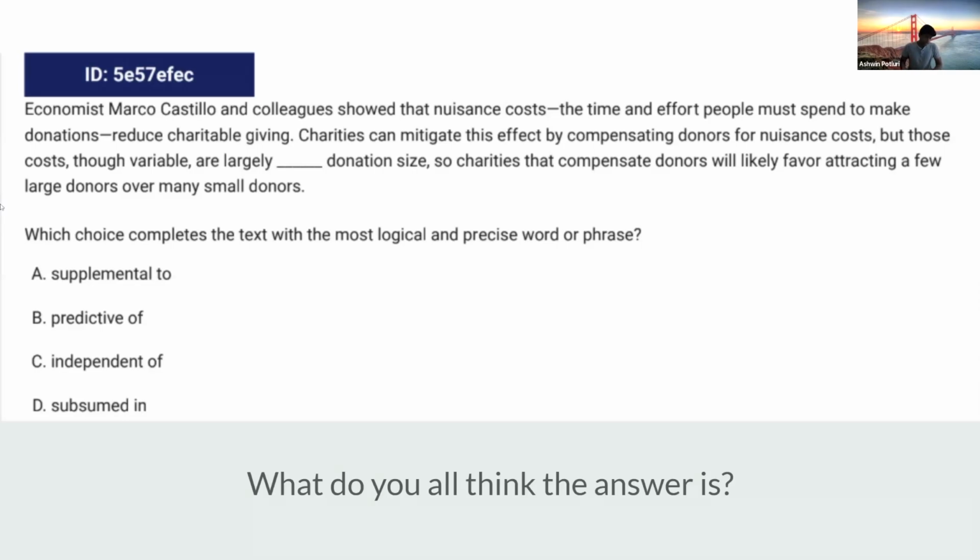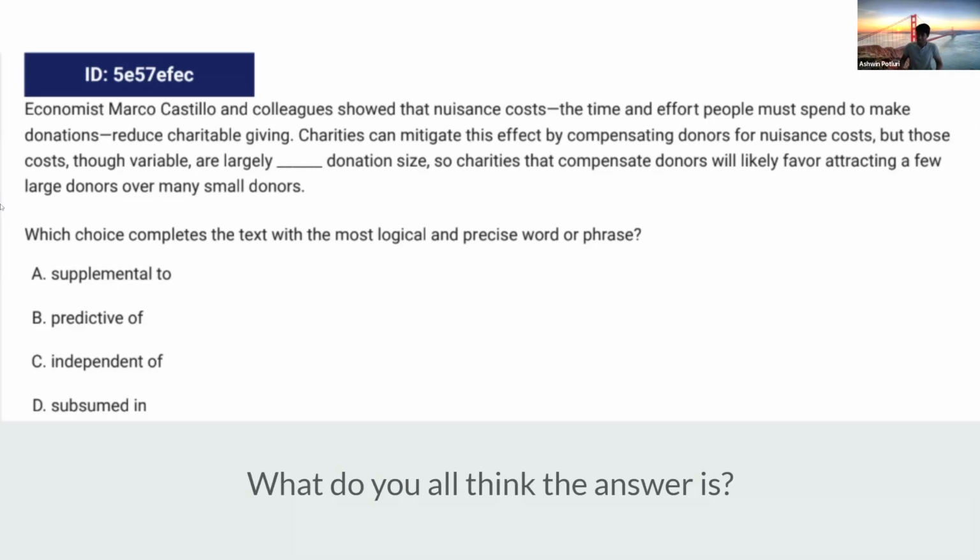Let's go for A. Supplemental to: "are largely supplemental to donation size." That doesn't make much sense. Added to, joined to, that's what supplemental means. And once again, that's where vocabulary is quite critical, very useful. So supplemental to doesn't really make that much sense. Additive, joined, but those costs, though variable, are largely added to donation size.